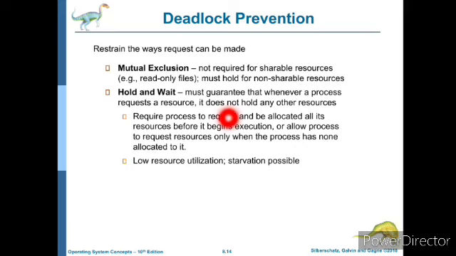So, the mutual exclusion condition must hold for the non-shareable resources. At least one resource must be non-shareable, and so mutual exclusion access is not required for the shareable resources. For example, read-only files. If several processes attempt to open read-only files at the same time, they can be granted simultaneous access to the file. The process never needs to wait for a shareable resource.